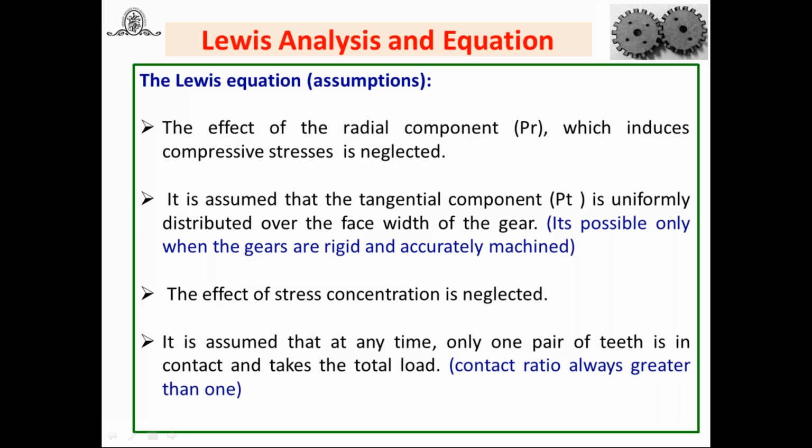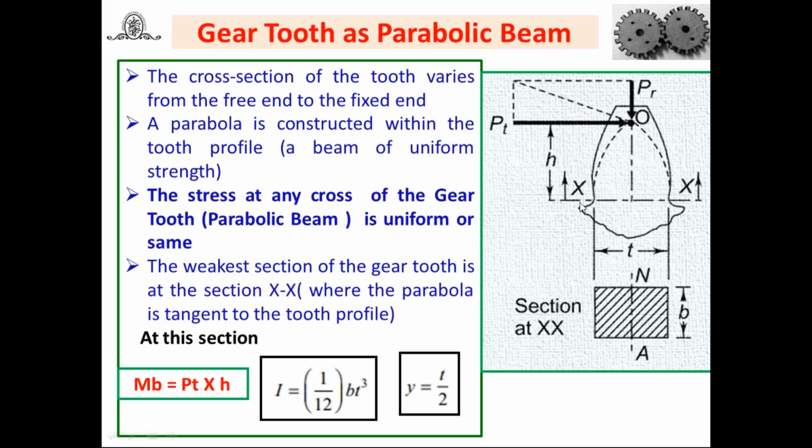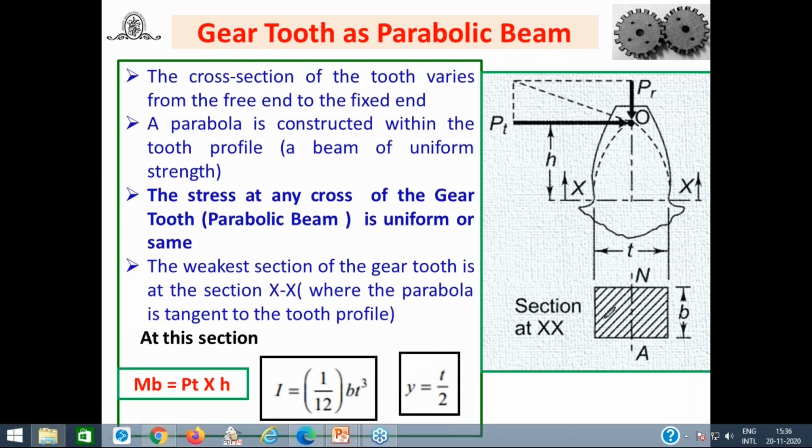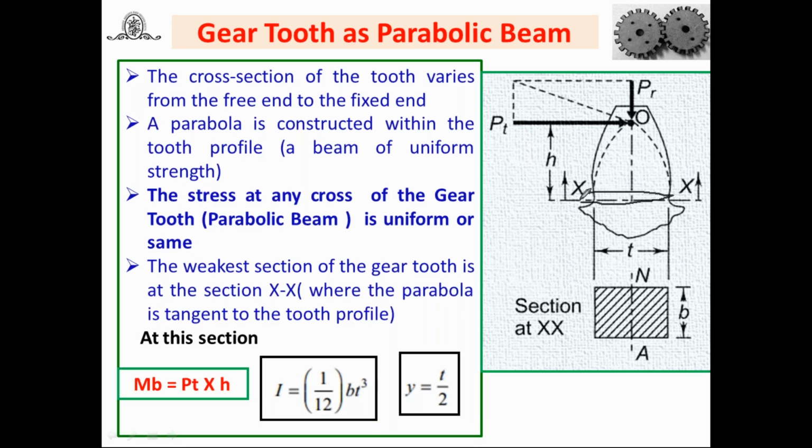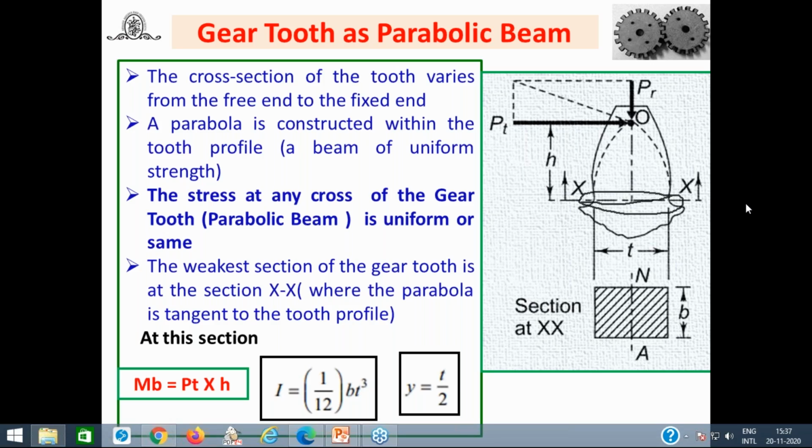Now let us see how to derive the equation. Before that, look at the figure here, which I have taken from V. B. Bhandari's book. This is the gear tooth, and XX is the section. It is the weakest section of the gear tooth, where there may be a possibility of failure of the gear.